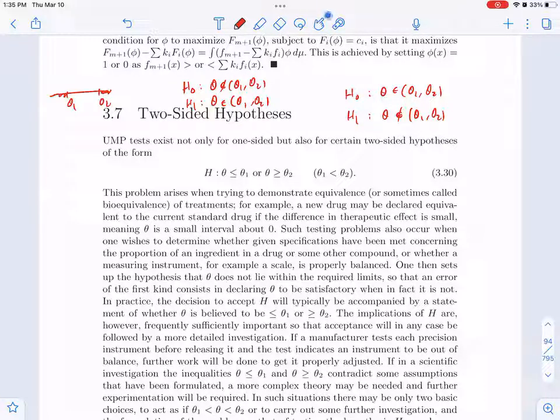Sorry, it maximizes the power on the alternative. So it maximizes here. Okay. And then it minimizes, we'll see, minimizes there. So there is a UMP test for this. So the power would look like this. It's going to be like alpha here.